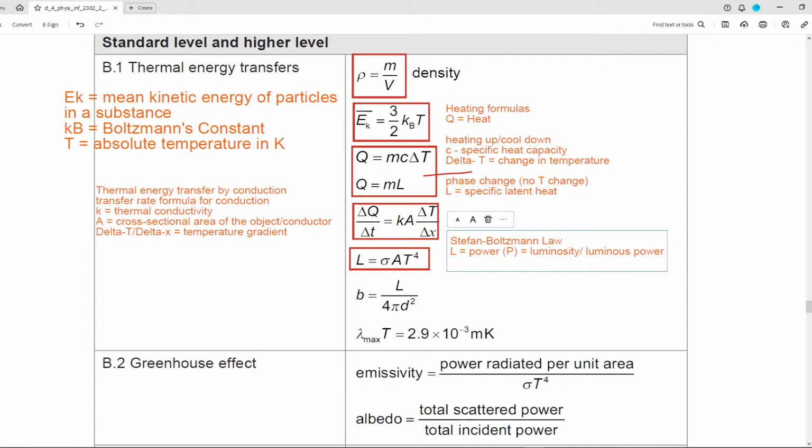Sigma here is the Stefan-Boltzmann constant. You can find that on the front page. A is the area the energy is leaked out from, usually the entire surface. A is the area where energy is being exchanged, released. Usually surface area. However, as I'll mention in a little bit, it's not always. And T is temperature. T is absolute.